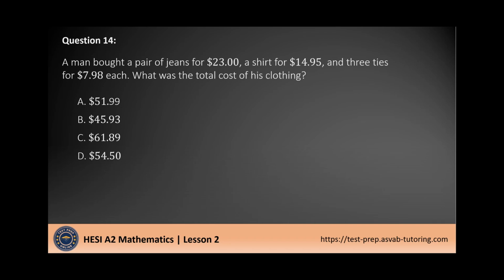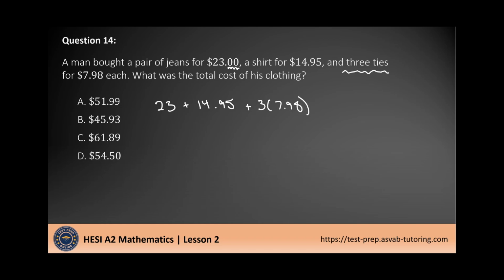A man bought a pair of jeans for $23, a shirt for $14.95, and 3 ties for $7.98 each. What was the total cost of his clothing? Okay, so we have 23. Again, notice that these are zeros here to the right of my decimal, just hanging out there. So I'm going to ignore those. 23, we have a shirt for $14.95. And then read very carefully here, we have 3 ties for $7.98 each. So that's going to be plus 3 times $7.98.